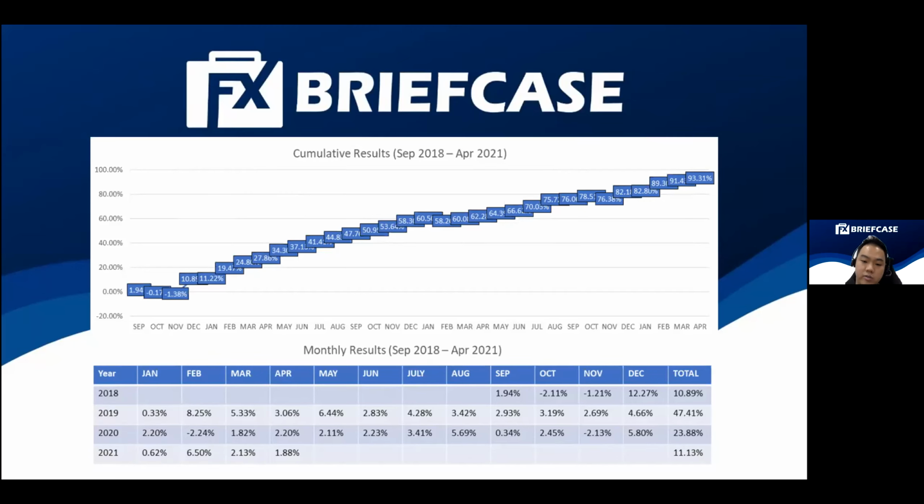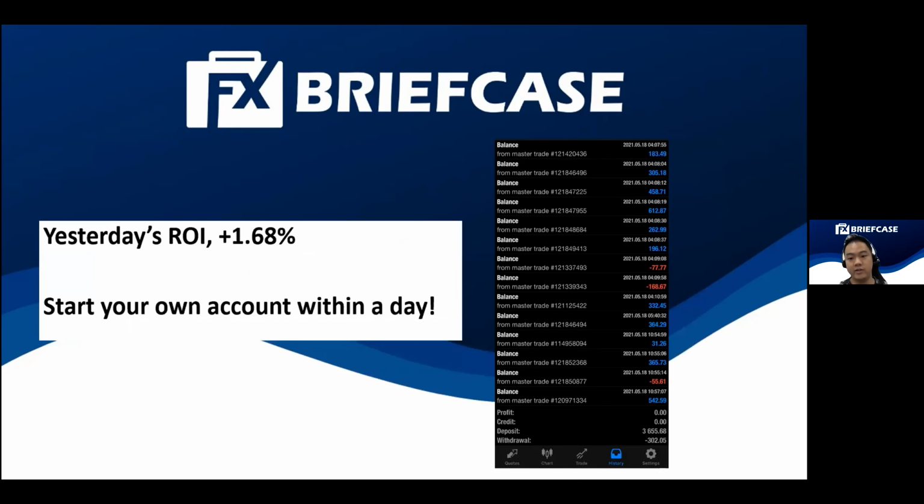This year alone, up to date, we are already up 11.13%. That is excluding the current month of May, up to April. And just yesterday, if I bring your attention to this screenshot, we have made a ROI of 1.68%. So on this client's account, which you can see 1.68%, we made about $3,000. But the ROI is same across all clients. What you get is based on your account size.